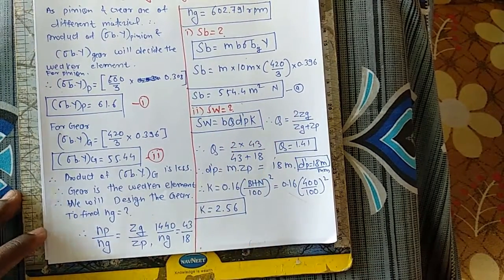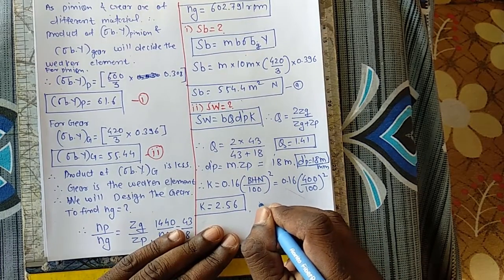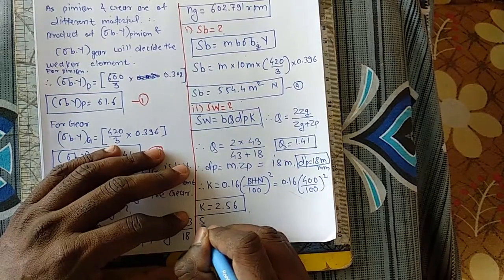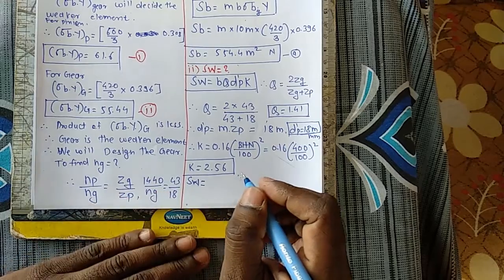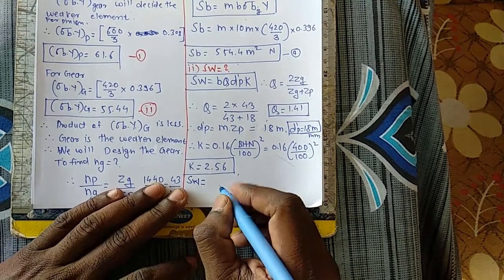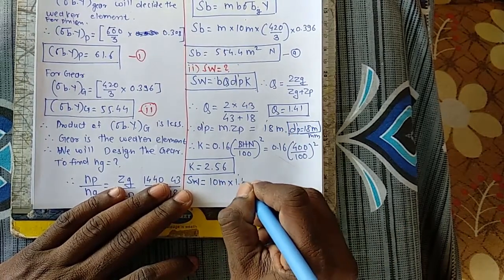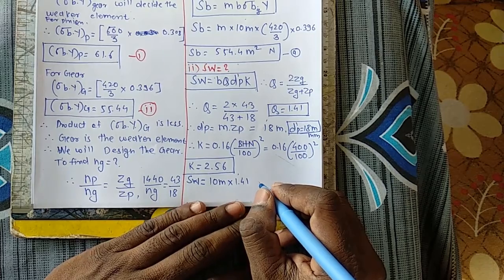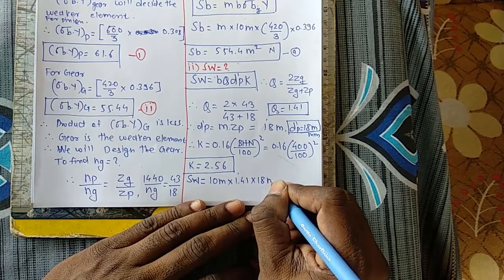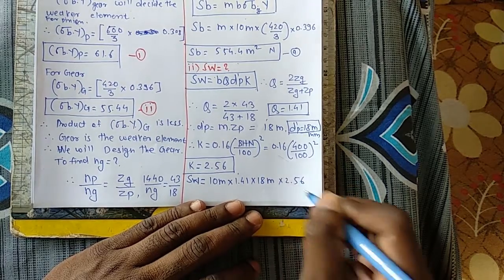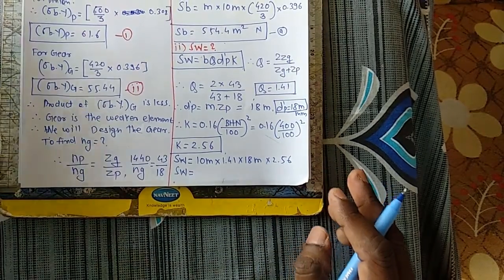Now I will calculate the wear strength. So I will keep all those values here. Therefore SW is equal to B Q D dash P into K. So B, we know that B is equal to 10 times module. Q is 1.41, right? And D dash P is 18M and K is equal to 2.56. And I will try to find out the value for SW now.